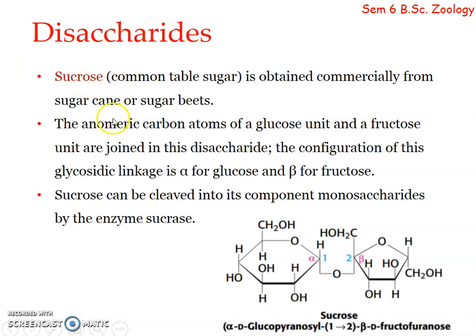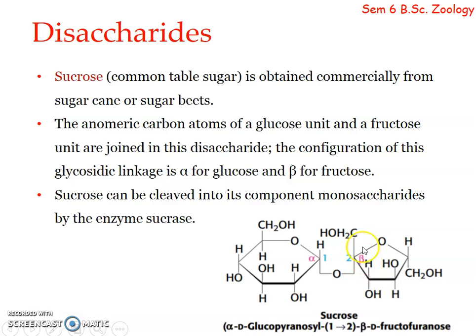Sucrose is the common table sugar. It is obtained commercially from sugar cane or sugar beets, and it is a disaccharide of alpha D glucose with beta D fructose through an alpha 1,2 glycosidic bond. The hydroxyl group on the anomeric carbon of the alpha D glucose makes a glycosidic bond with the hydroxyl group on the second carbon, which is an anomeric carbon, of the fructofuranose. I hope it is clear.